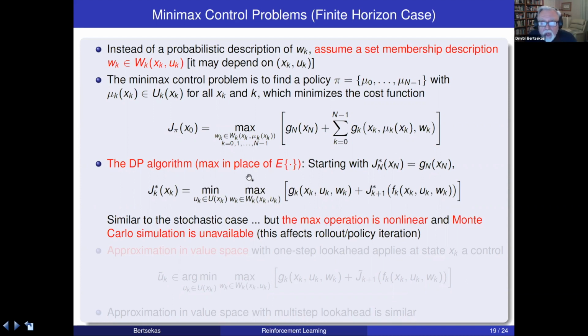For each u, to calculate this Q factor, you have to solve a maximization problem, which is generally more difficult than computing an expected value by simulation. And this is the kind of thing that affects rollout and also policy iteration, because they involved expected value operations before, and now they're going to involve maximization operations. So it will be possible to define a rollout algorithm and define also policy iteration in the context of an infinite horizon, but executing it has to be done without Monte Carlo simulation.